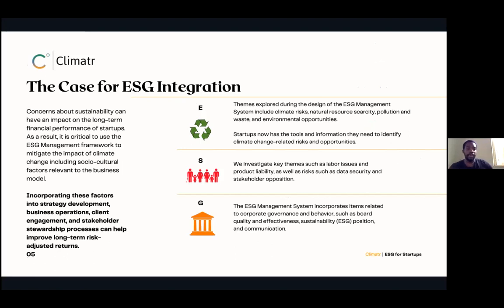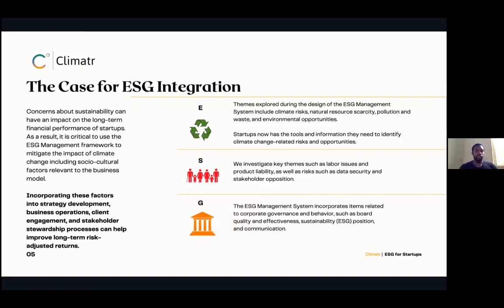So taking a deep dive, the goal for us is to really lay the business case for ESG integration. And when we're referring to ESG, we're looking at three core components: from an environmental perspective, to a social perspective, and more importantly, a governance structure that ensures that these other two arms of ESG are also accounted for.